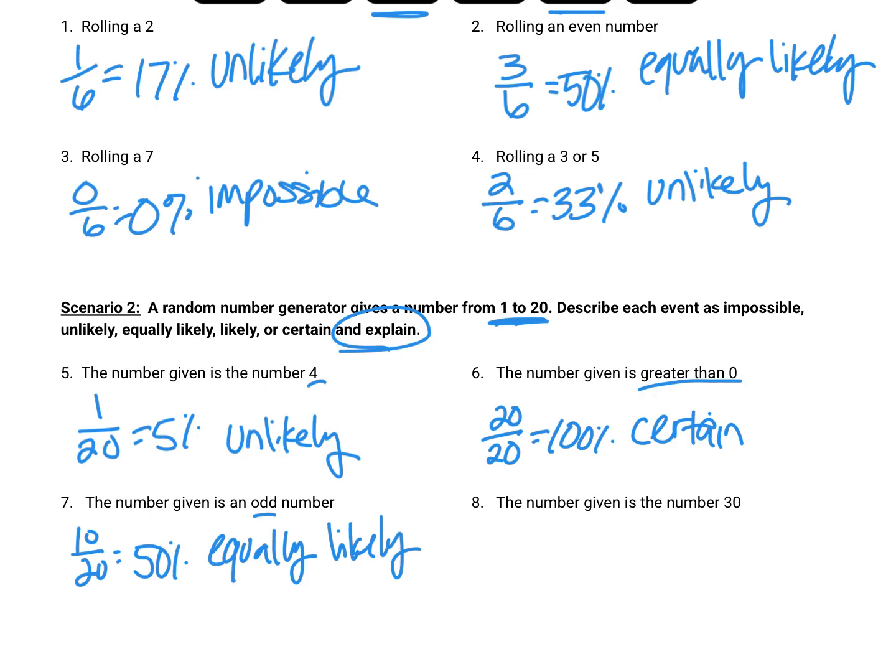Last one, number 8, the number given is the number 30. Well, if we look back up at the top, it says we are generating a number between 1 and 20. So 20 is the highest we can go. 30 wouldn't be possible here, so it's a 0 chance out of 20, or 0%. So like we said, that is impossible.